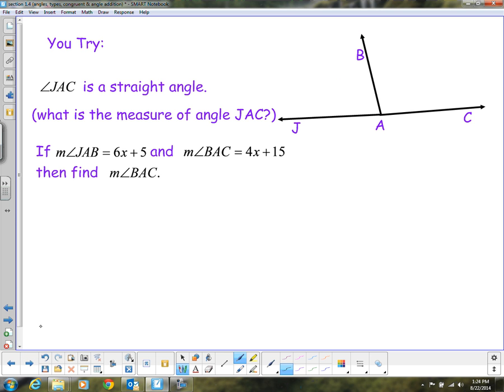All right, so now it's your turn. Now JAC is a straight angle. What is the measure of a straight angle? That was in your notes yesterday. Go back to 14A, the notes you took yesterday, if you need to, because you need to know this information.